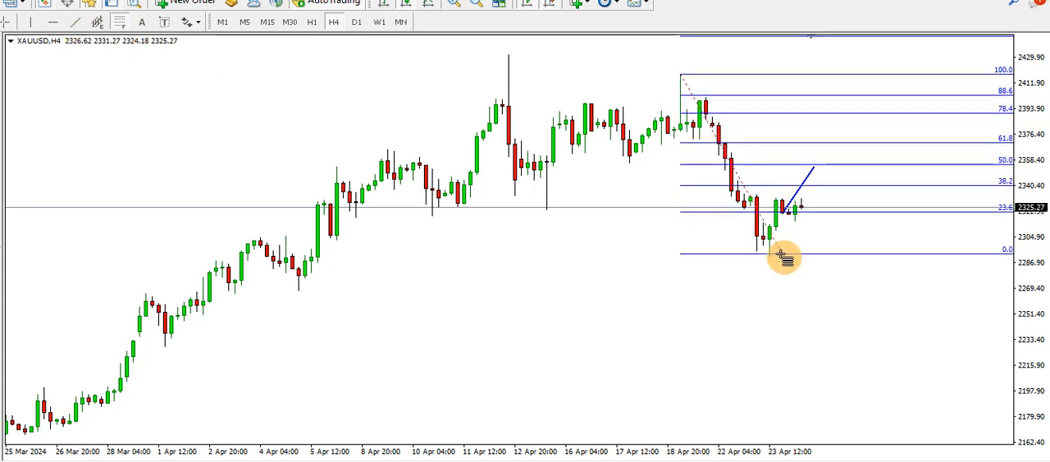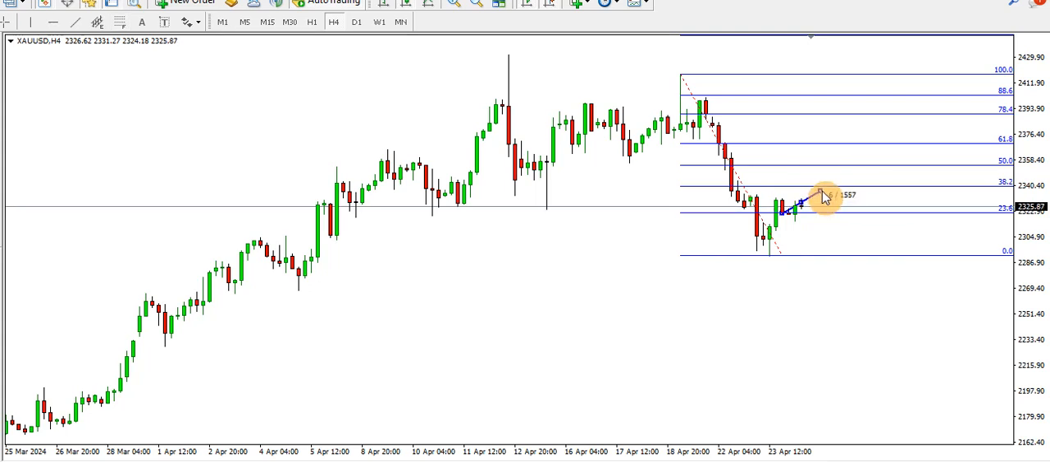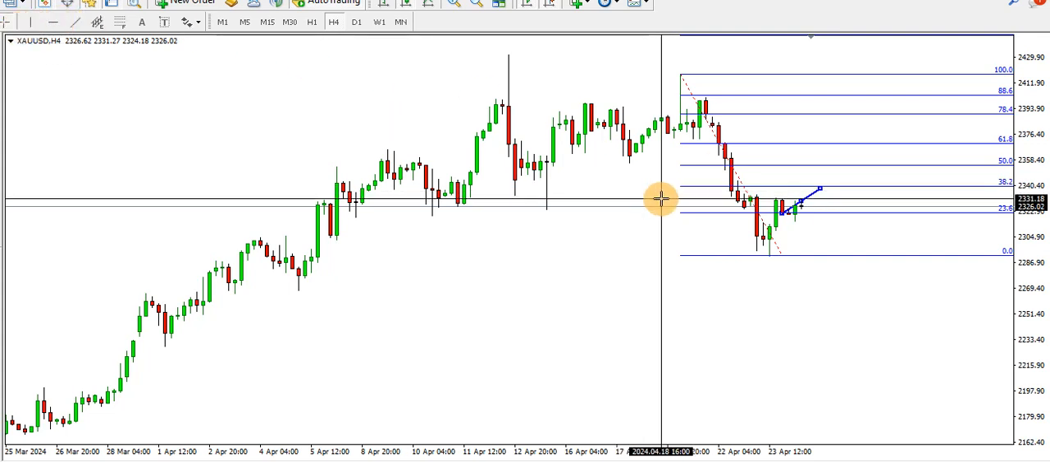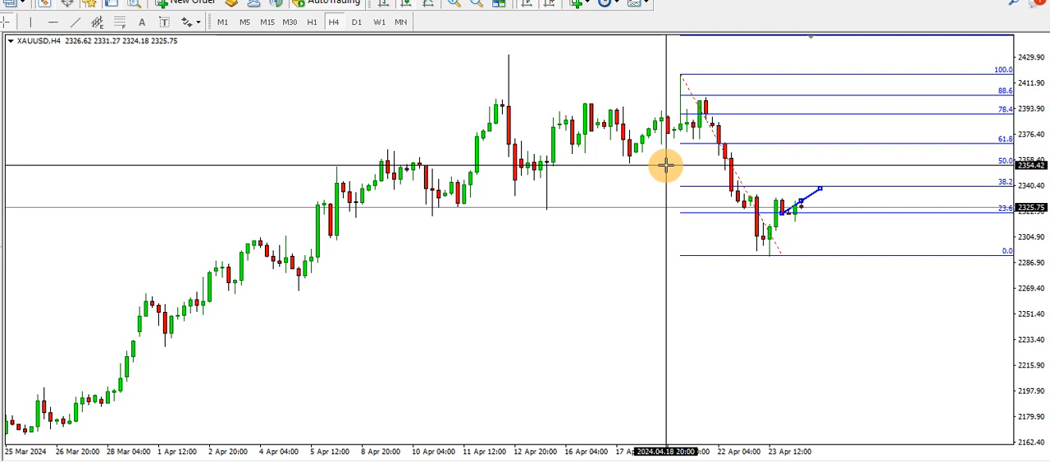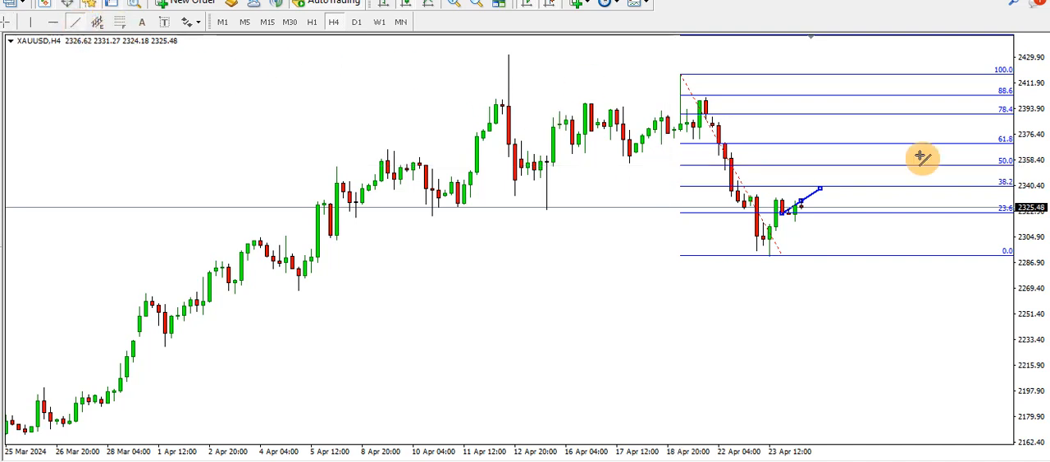We might see buyers push it up to the 38.2% Fibonacci level, which is at the 2339 level, or we might see buyers push it up to the 50% Fibonacci level, which is at 2354.42 level, before price starts to drop.